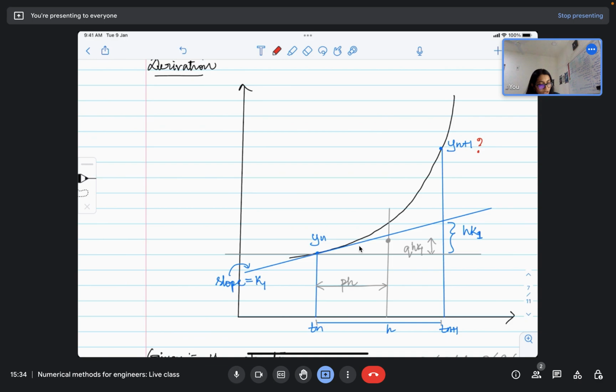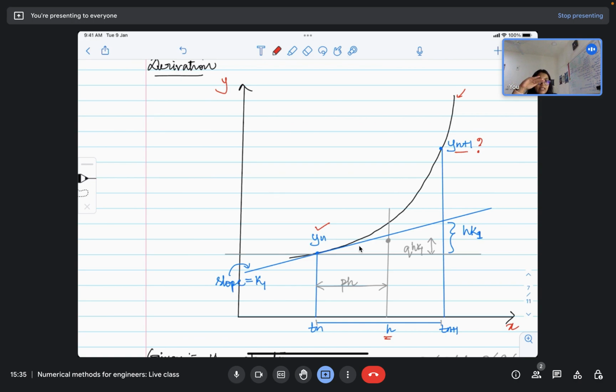So the y and the x-axis, and this is the curve that we are trying to find out. We are given the value of yn at tn, and we want to find out yn plus 1 at tn plus 1. The distance between tn and tn plus 1 is basically h, and we are trying to take any random point in between tn and tn plus 1.